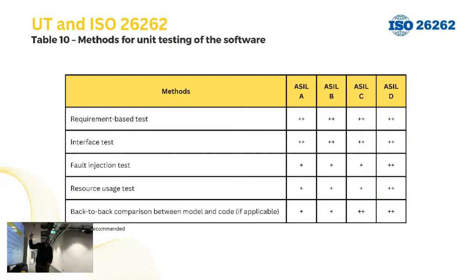What does it mean? If we are in a project where we want to match ASIL A level, ISO 26262 recommends requirement-based tests and interface tests, but fault injection, resource usage tests, and others are optional. You only do them if you want. But for ASIL D, critical safety maximum, all of them are highly recommended. And indeed, in these different ways we can classify the project in different ASILs.